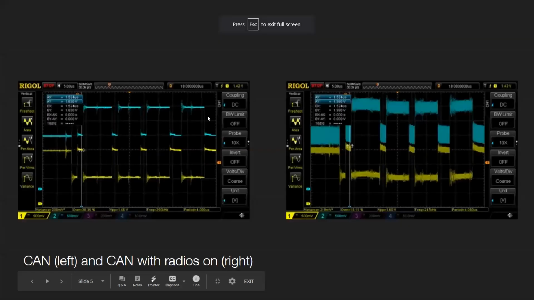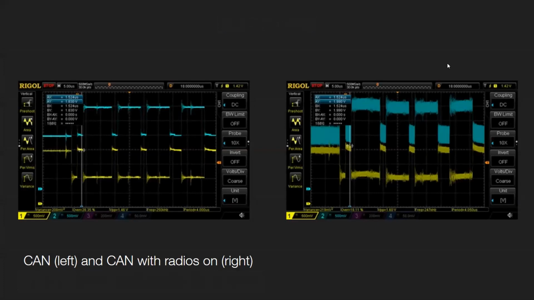These diagrams are measurements made in Midnight Sun 12, and they show the CAN communications in the car. On the left is only communicating on CAN. And then if we actually turn on radios for communication, you can see that there's a lot of noise that gets picked up by the wires.